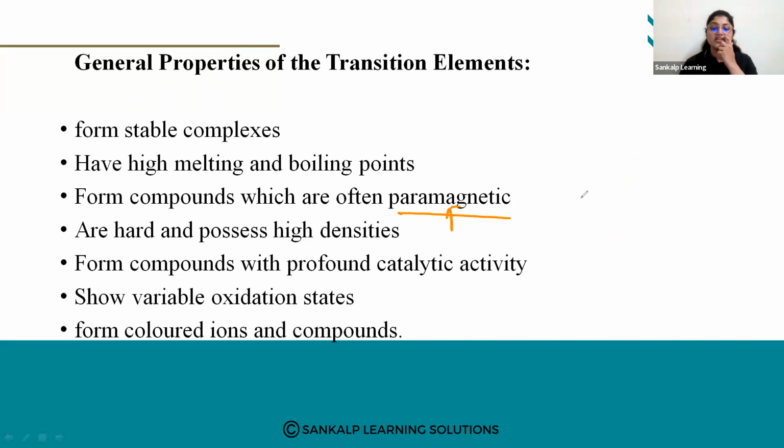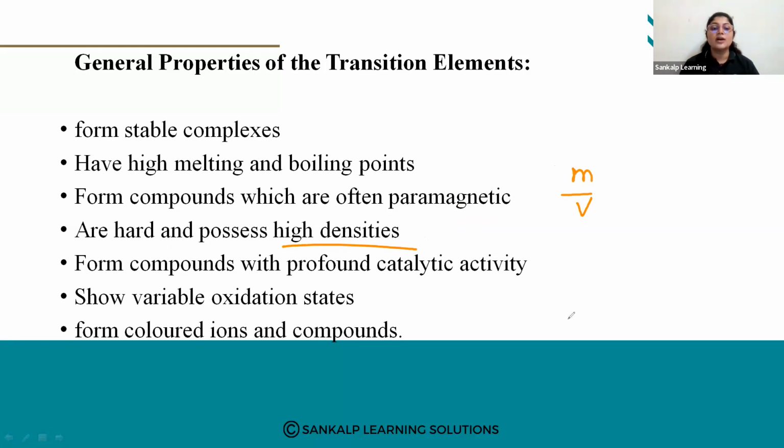Paramagnetic means the electrons are free, they are unpaired, they are not paired. In diamagnetic, the electrons are paired. So these compounds are often paramagnetic. They are hard, and they possess high density. Why? Because density is nothing but mass by volume. Because the mass is higher, the density will be more. So they have a higher density.